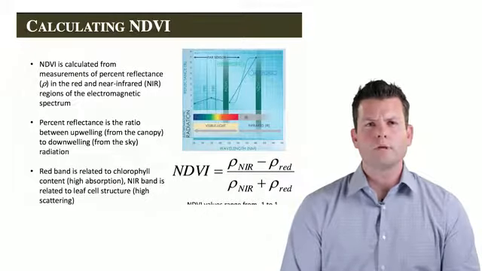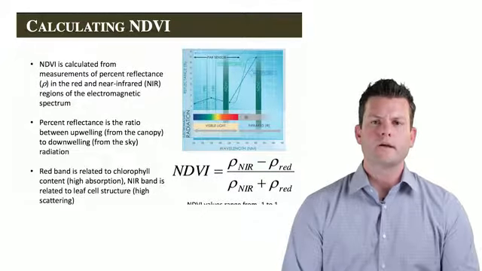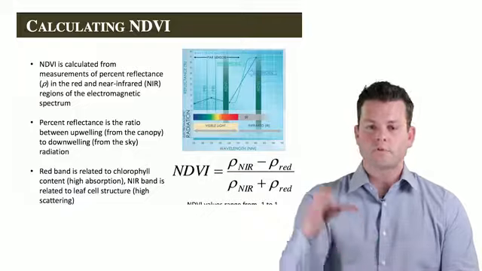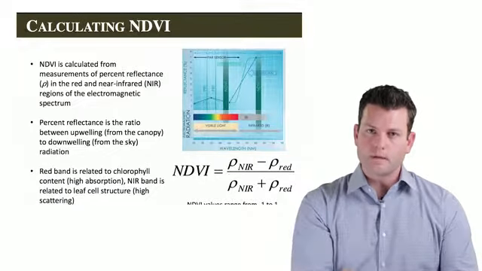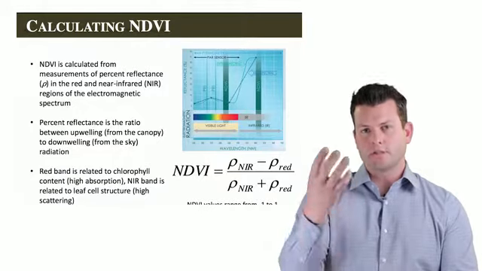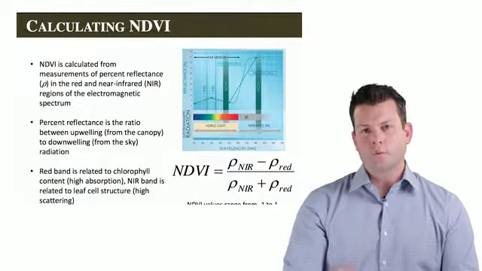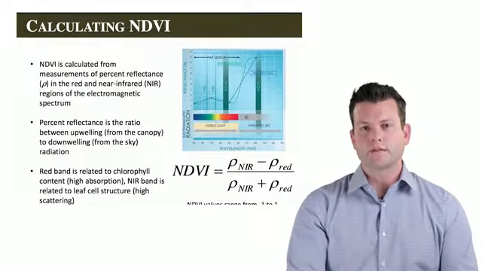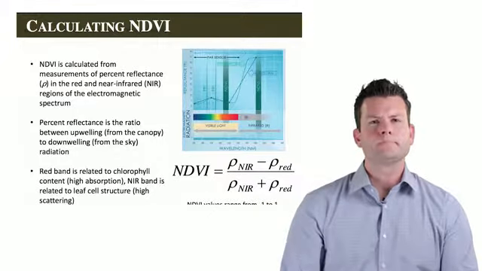So the way that we calculate the percent reflectance is we have to quantify both the upwelling radiation, so the radiation that's striking the canopy and then reflected back to our sensor, as well as the total amount of radiation that's incident on a canopy. So the ratio of those two gives us percent reflectance in each of the bands.